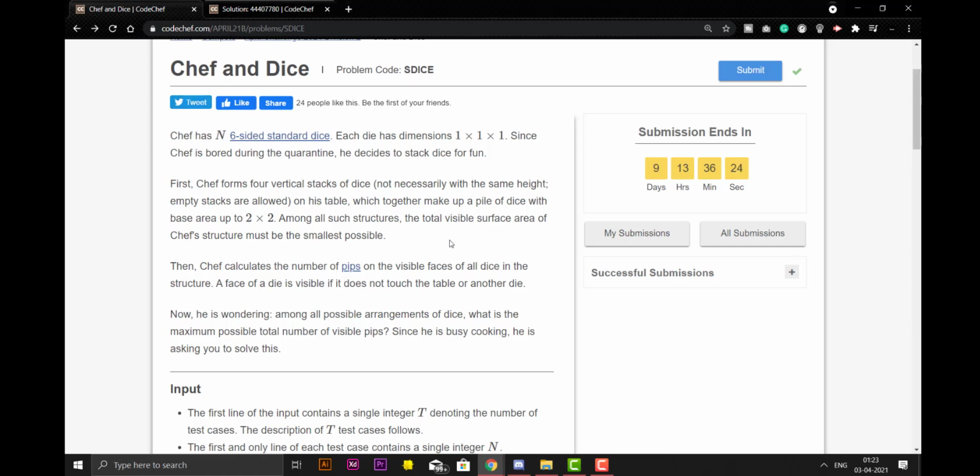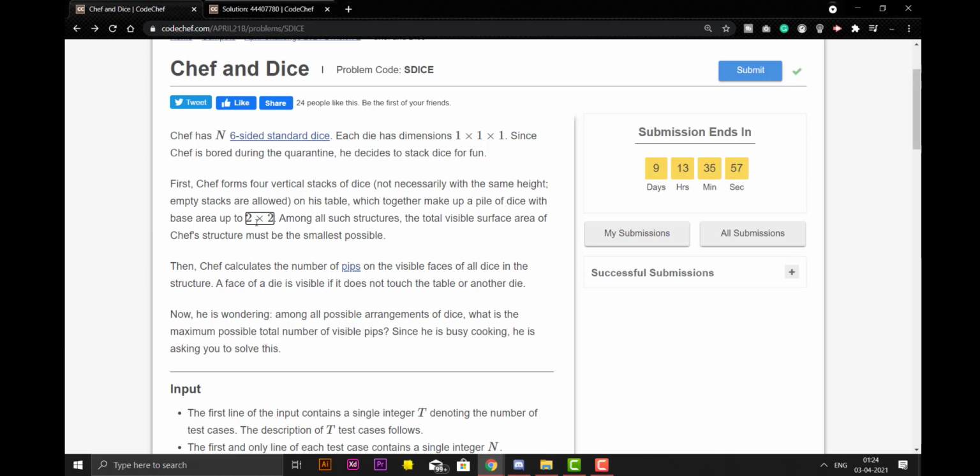So Chef has n six-sided standard dice. Everyone would have seen a dice. Each die has dimensions 1 by 1 by 1. First, Chef forms 4 vertical stacks of dice. So there are 4 stacks, and the base area would be 2 by 2.